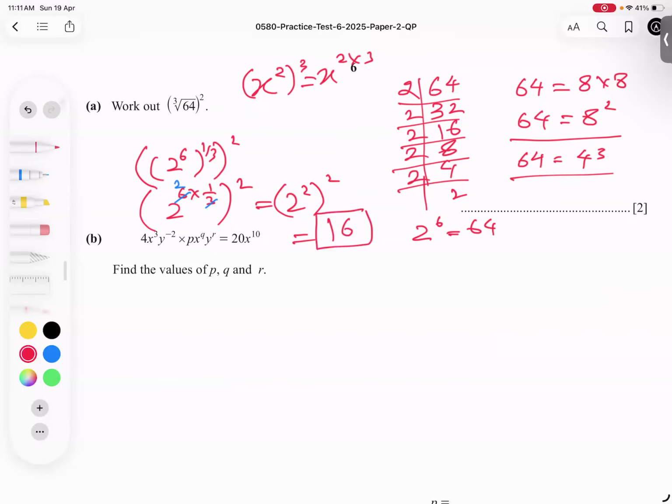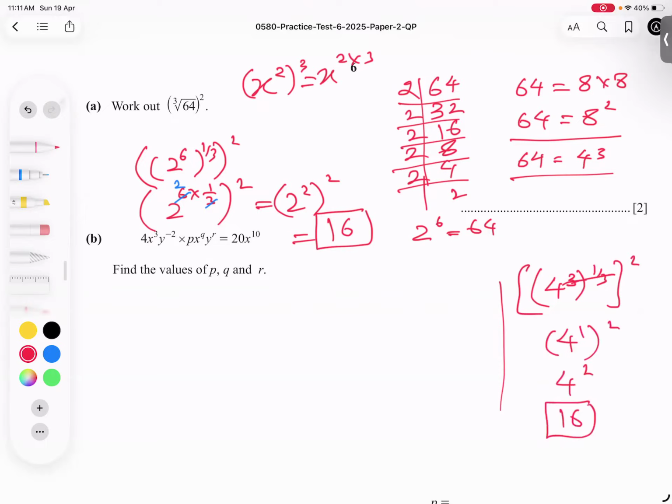If you want to know the second method, you can replace 4 to cube in this place. So look, I'm showing the second method also. If I replace 4 to power 3 on the top, we have a cube root. Cube root means 1 over 3. And on the top we have square available. These three cancel. I got 4 to power 1 and on 2, and 4 to power 2, and 4 to power 2 is 16. So we got the same answer.